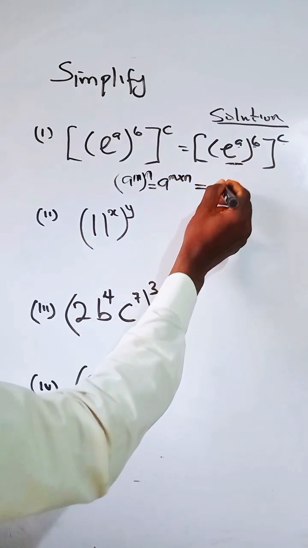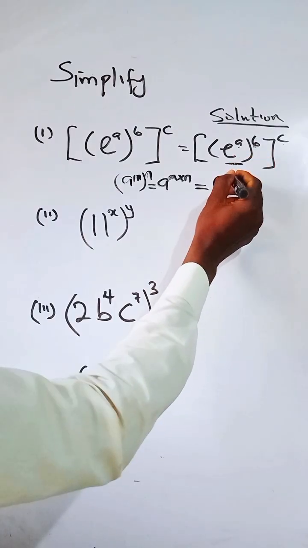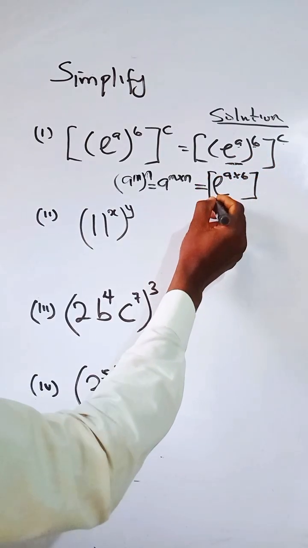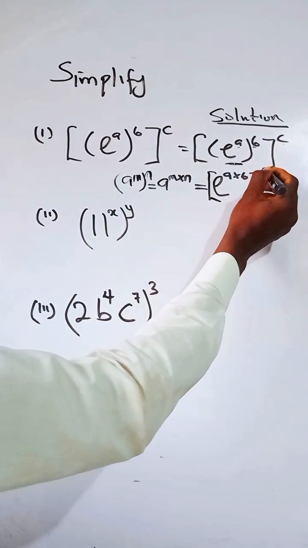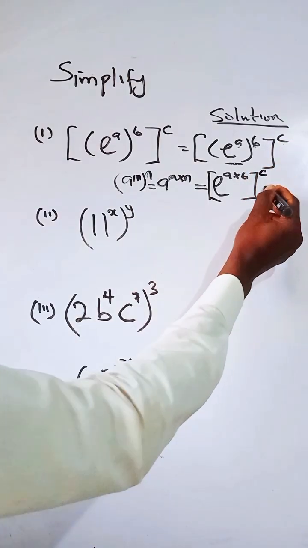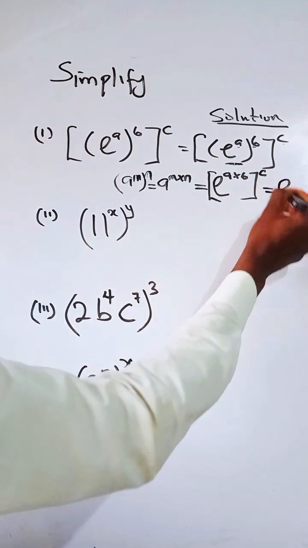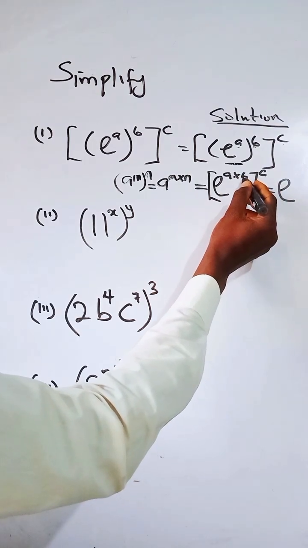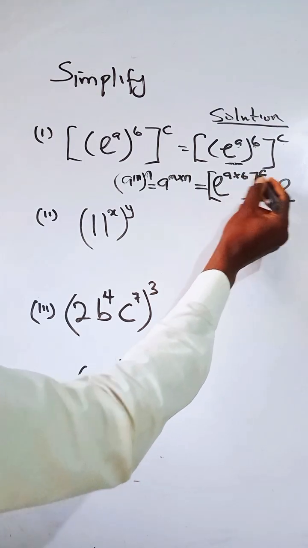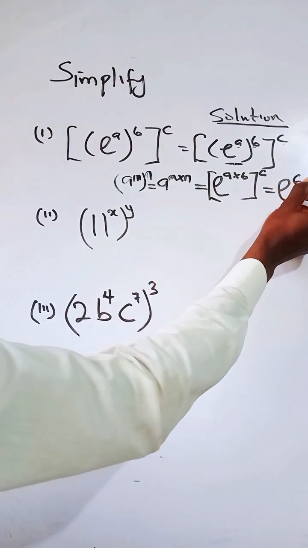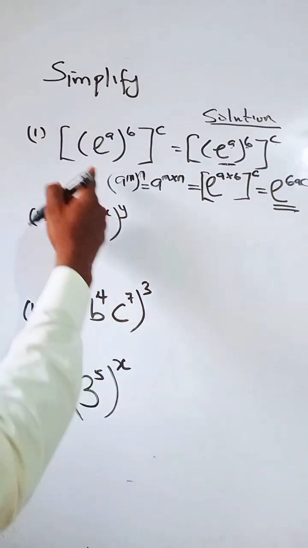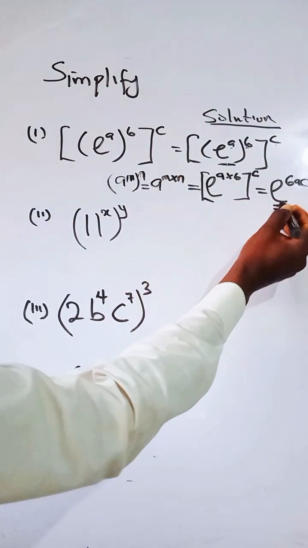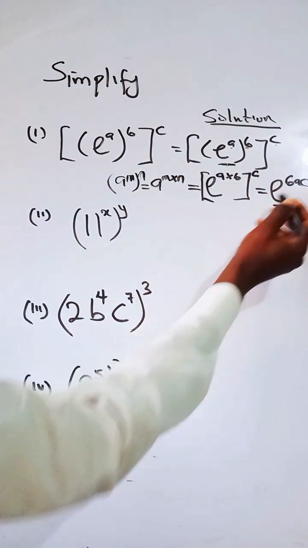So we have this as e raised to power a times 6. We have our square bracket and the external power c. So a times 6 is 6a. When we apply the exponent rule, for 6a times c, we have 6ac. By the time we simplify this, we have e raised to power 6ac.